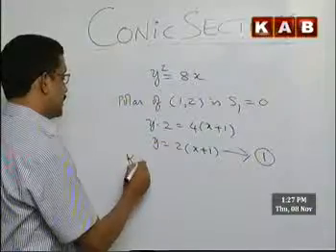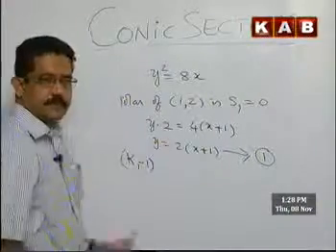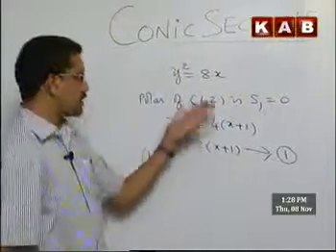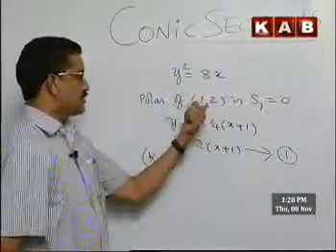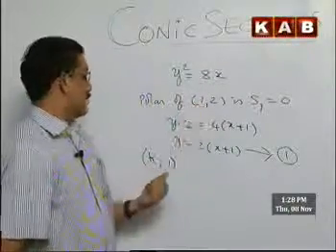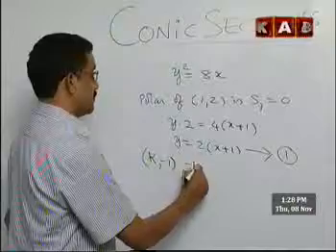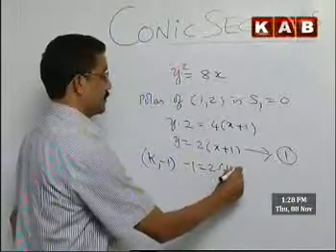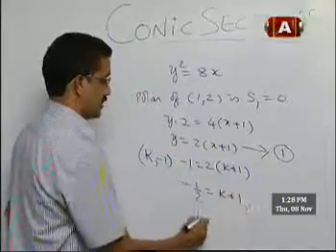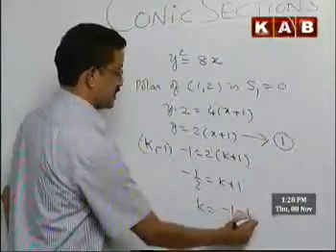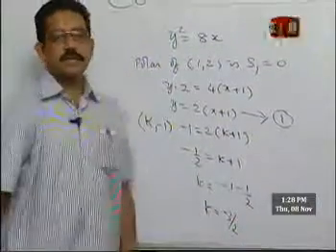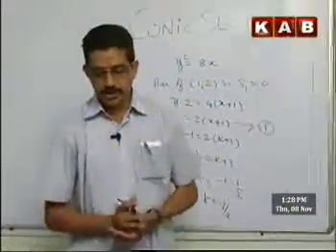Now it is passing through (k, minus 1). Why? Because (1, 2) and (k, minus 1) are conjugate points. So the polar of this passes through this, and the polar of this passes through this. Now I will put (k, minus 1) in its place. Minus 1 is equal to 2 into (k plus 1). Minus half is k plus 1. k is minus 3 by 2.